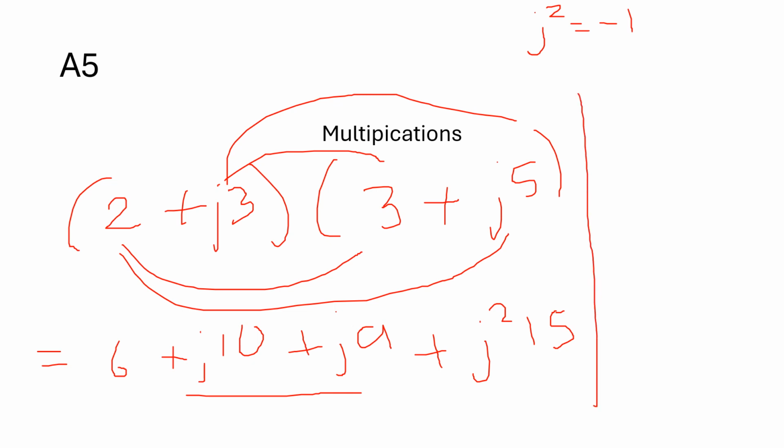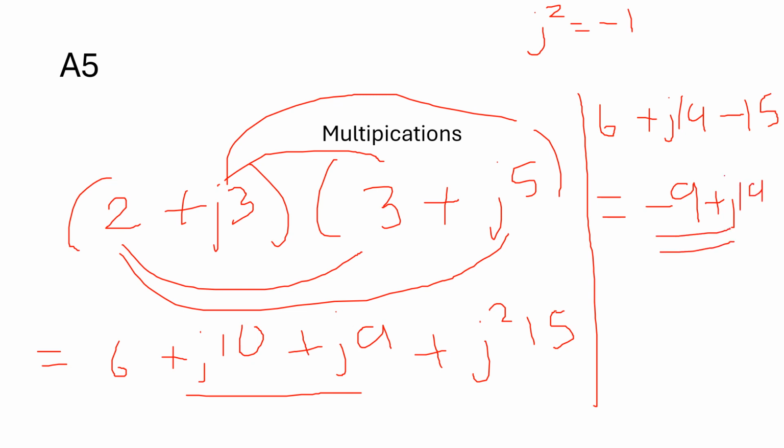So the answer that you will have here, let me just make a line here. You will have 6, and 10 plus 9 is going to be j19. But now here, because we have j squared, and we know j squared is equal to negative 1, we will have minus 15. The minus 15 is now becoming a real part, so you can add it with the other real part. So it's going to be 6 minus 15, which is going to be negative 9 plus j19.